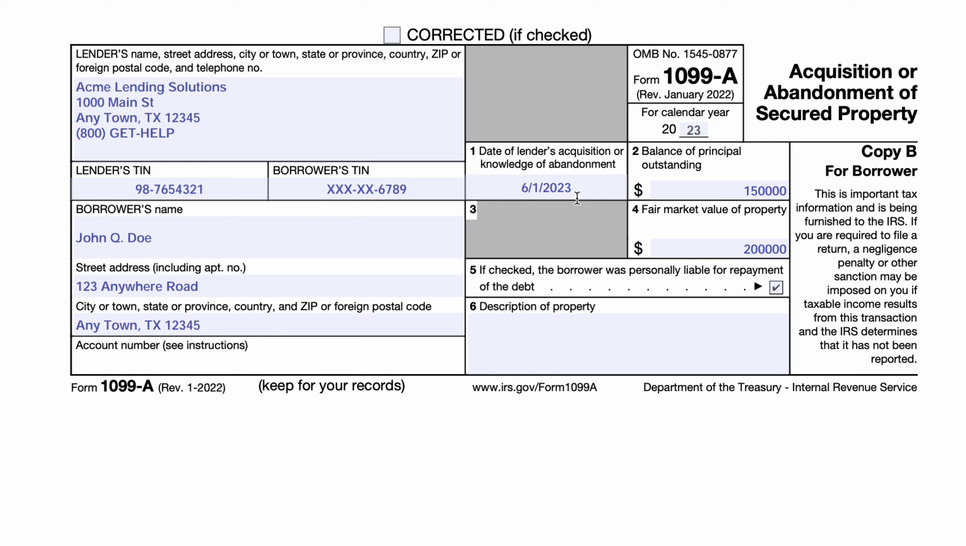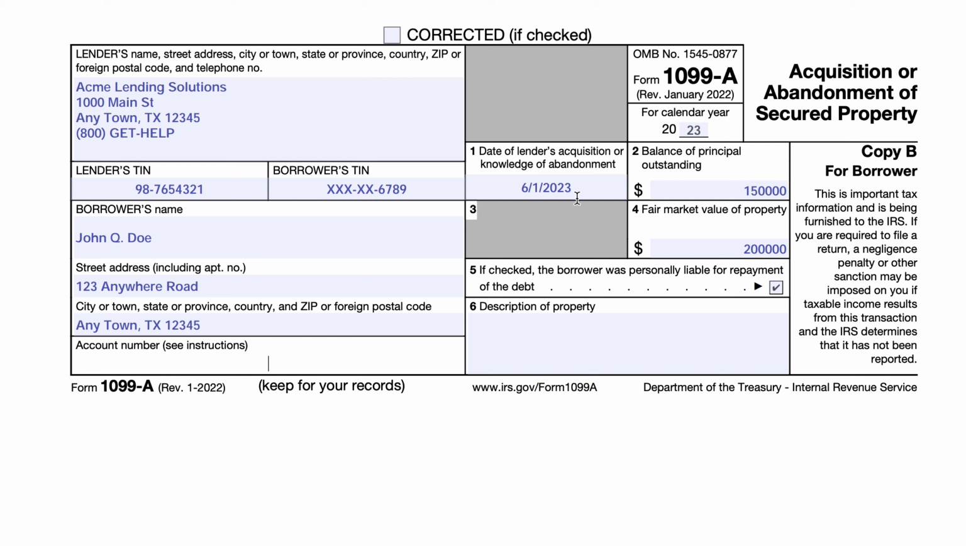The interest in the property is usually acquired on the earlier of either the date that the title is actually transferred or the date that the lender has to start taking over the burdens and benefits of owning that property, paying property taxes and things of that nature. In the case of an abandonment, that's a little bit different.